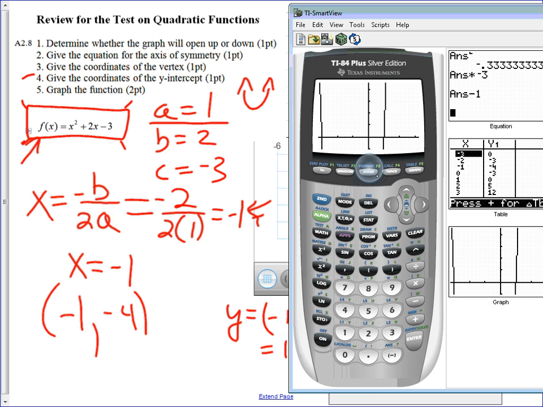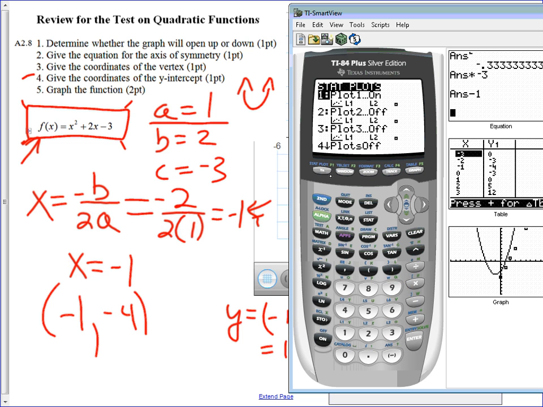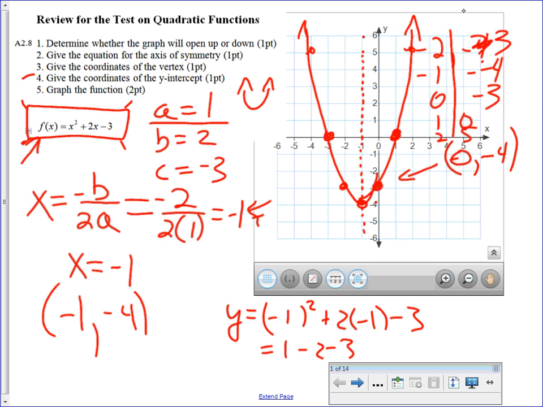If our graph is wrong, remember we want to zoom standard. I got my stat plot on. And if we want it to look exactly like it does on graph paper, then after doing zoom standard, we do zoom square. And the two graphs should look very similar. They do.